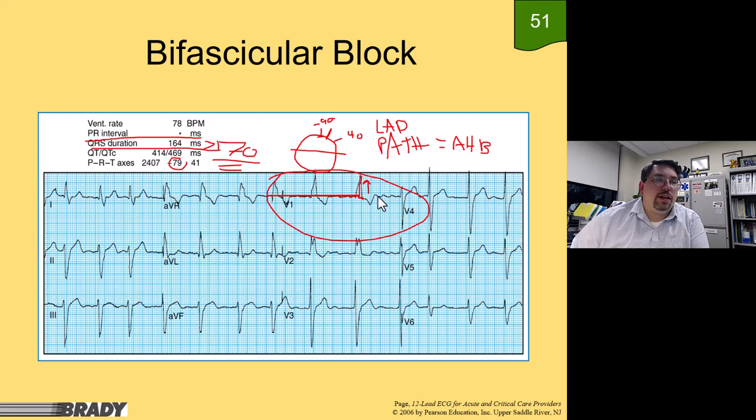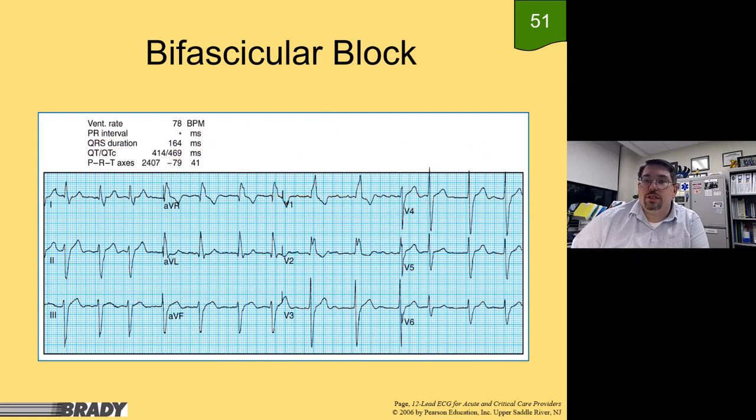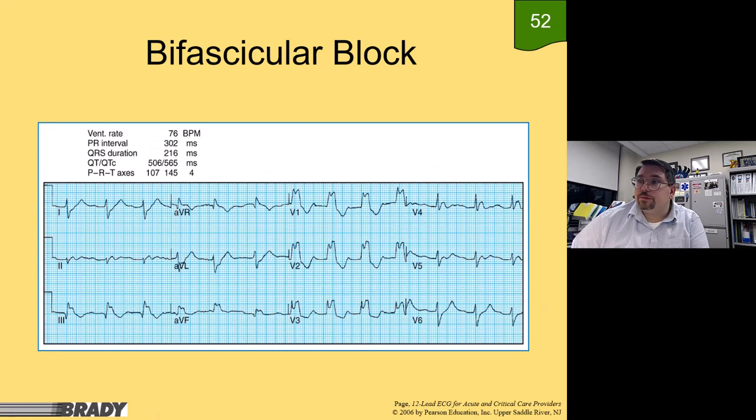So now we have a right bundle branch block, an RBBB, and we have an anterior hemiblock. That's two blocks in one. And my concern is going to go very high because of that 164. That makes such a big difference when it comes down to it. I can't tell you enough that when I think of this number here, the closer it gets to 170, the more you should be concerned about your patient becoming hemodynamically unstable.